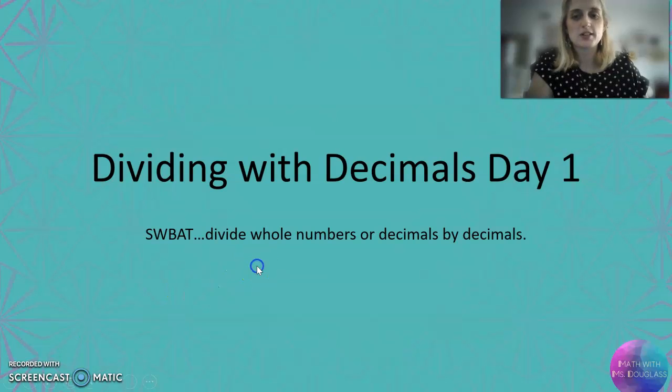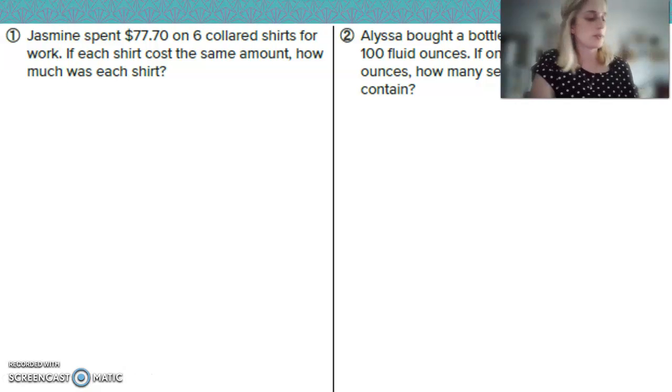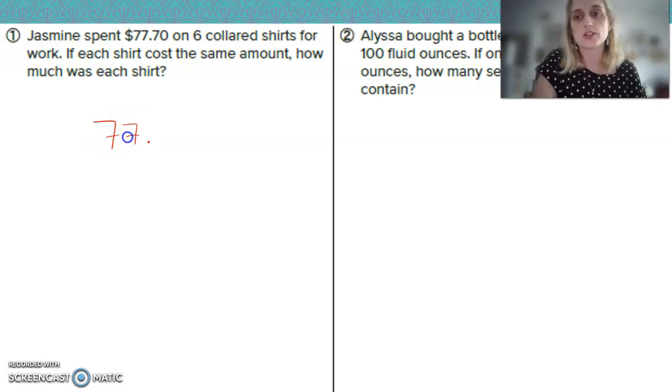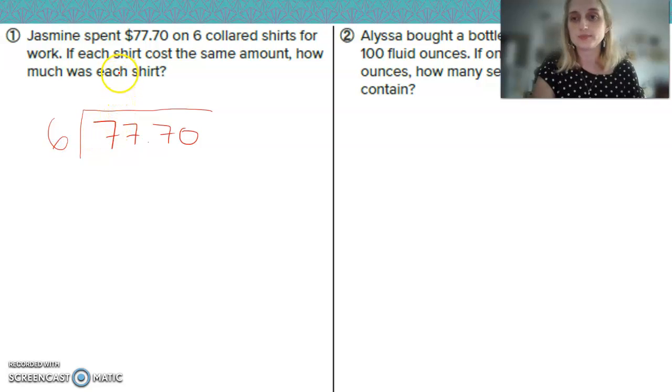Mathematicians, let's talk about our dividing decimals homework. Alright, we are starting with Jasmine and her 6 collared shirts for work. Altogether it costs $77.70. We want to know how much each shirt costs if they all cost the same amount. That's a hint that this is a division problem. Now I know it's a lot of numbers, we're going to take it one digit at a time.